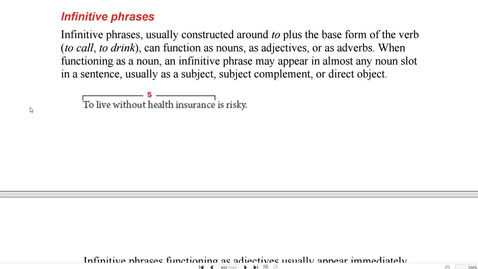Infinitive phrases, usually constructed around to plus the base form of the verb, to call, to drink, can function as nouns, as adjectives, or as adverbs. When functioning as a noun, the infinitive phrase acts like a noun, so it appears where nouns usually appear in a sentence, usually as a subject or as an object. So to live without health insurance, that's an infinitive subject, is risky.